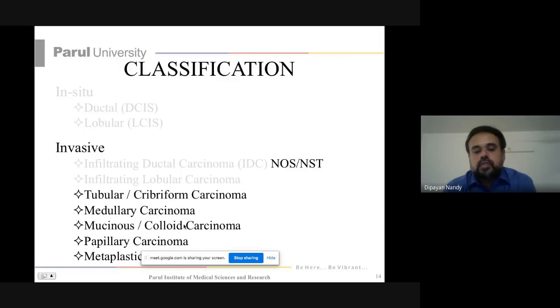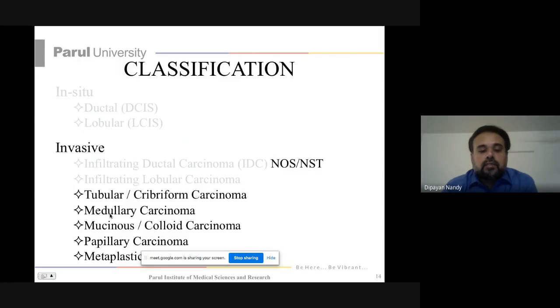Like in the mucinous ones, there are more mucin or colloid producing cells, which gives that picture. In the papillary carcinoma, there are papillae or fronds of cells formed, which is the more infiltrating type. The metaplastic carcinomas are ones where you tend to see cells which are not normally seen in the breast, but they can be seen in these tumors. Like sometimes muscle cells can be seen, or even squamous cells.